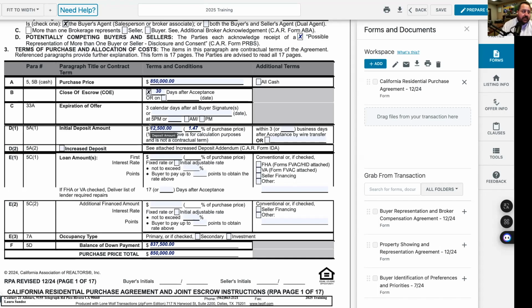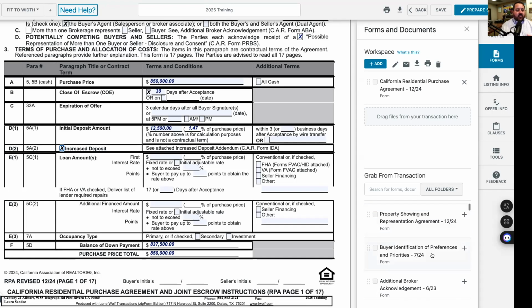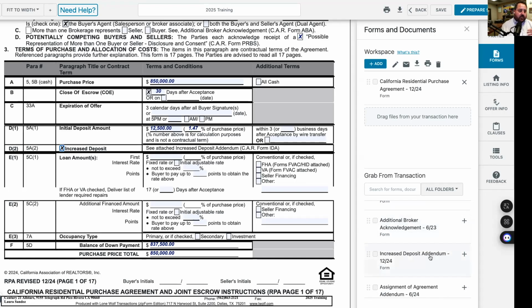Okay. So let's say, for example, that your buyer only has the 12,500, but the seller is requesting 3% of the purchase price for this 850, and that 850, because my math is terrible, times 3% is 25.5. So another $13,000 is required. Based on what I've done, I can do an increased deposit. And what's going to happen is now it's going to add the form IDA, and I'll show you real quick. It's going to add this form IDA.